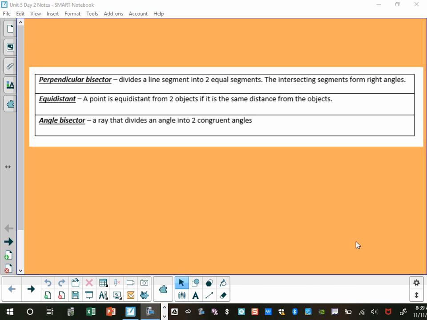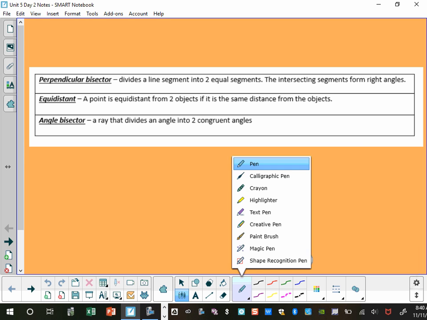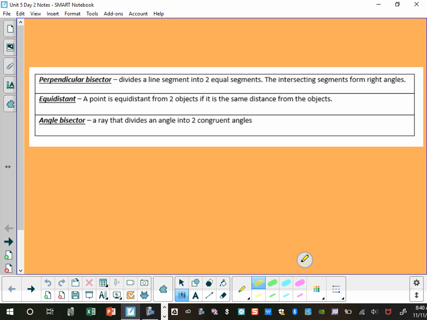Right, so there's some vocabulary in this lesson that we need to know. Oh yeah, I want you guys to get a highlighter. Hold on, I got it. Alright, so I want you guys to highlight what I'm highlighting. For a perpendicular bisector, that is, a perpendicular bisector divides a line segment into two equal segments.